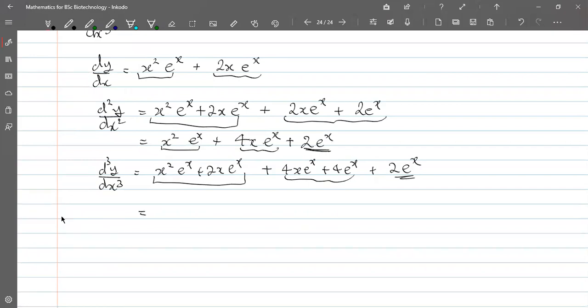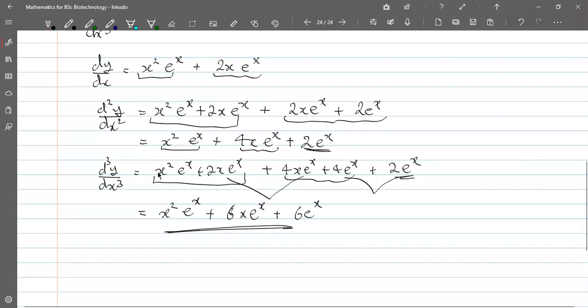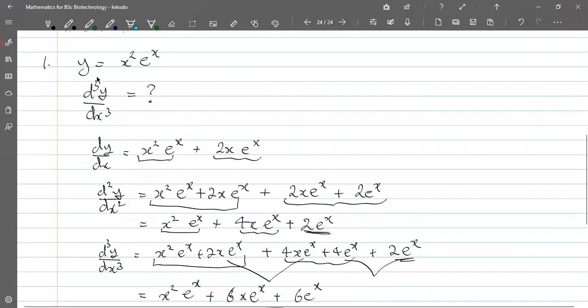Again, this is actually the answer, but you can simplify it a little bit by noticing that these terms are common. So that'll give you 6x e to the power x. So as I said, the constant can be different. And similarly, these two are actually the same term with different constants. So you get 6 e to the x. This is the third derivative of this function.